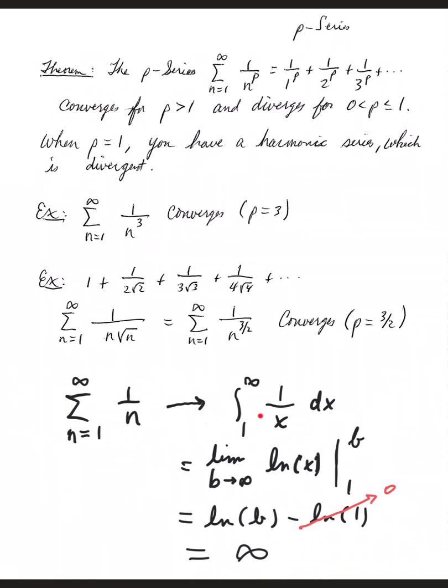Keep in mind 1 over x is positive, continuous. From 1 to infinity, it's continuous. Now, it's not continuous when x equals 0, but that's not part of the original sum or this integral. So you get away with it there. Positive, continuous, and decreasing. As x gets larger, the fraction gets smaller.